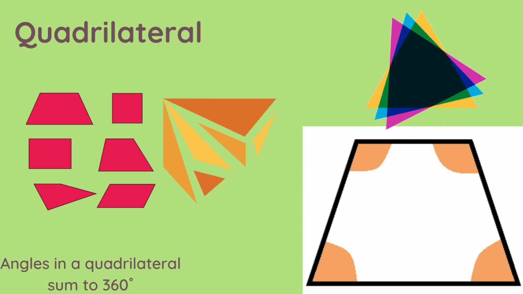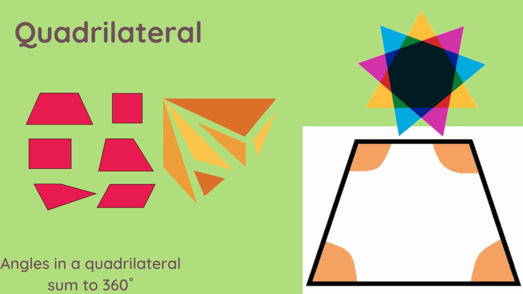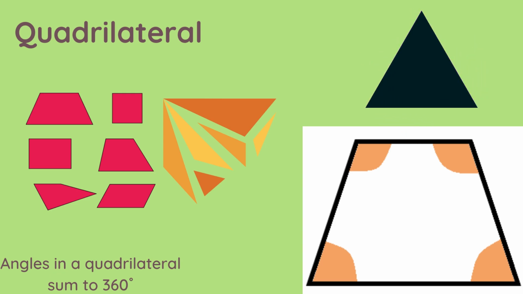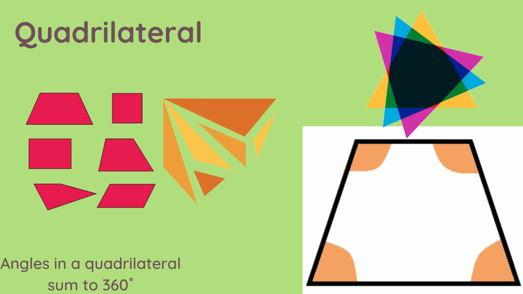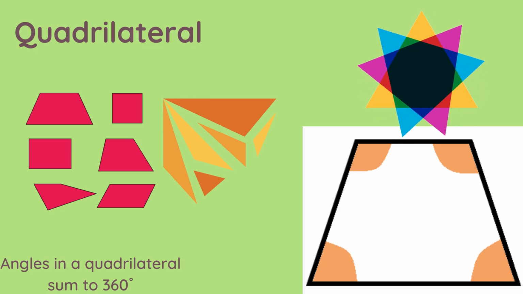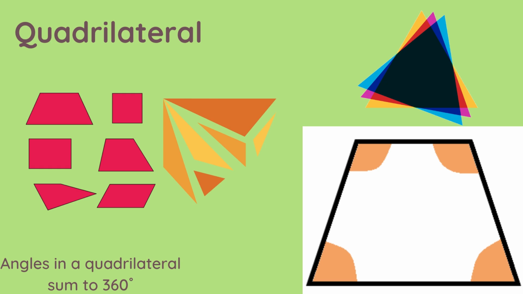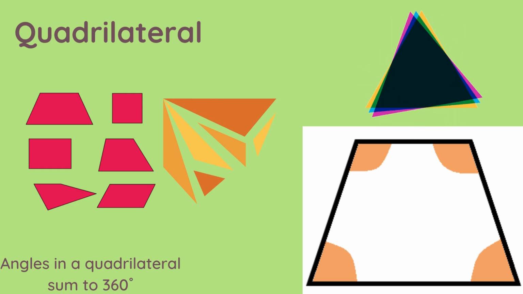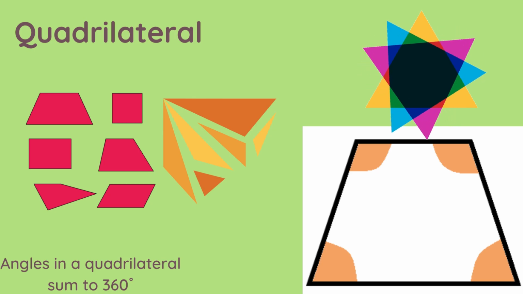We know from geometry that the sum of the interior angles in a triangle is 180 degrees. Since a quadrilateral can be divided into 2 triangles, the sum of the interior angles in both triangles combined is 180 degrees plus 180 degrees equals 360 degrees.